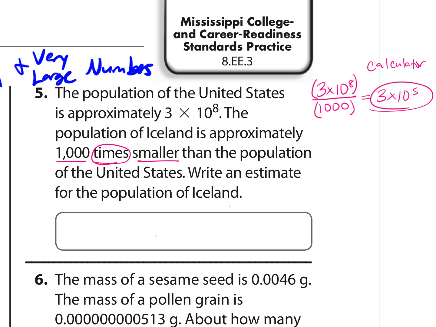Now I could do this another way. I could say 3 times 10 to the 8th power divided by 1,000, which is 10 to the 3rd power, and it would give me 3 times 10 to the 5th power as well, but I like the calculator method the best.